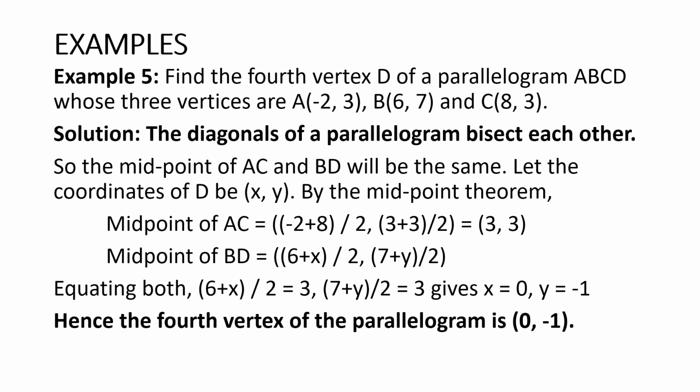For finding the midpoint of BD, coordinates of B are given (6, 7) and coordinates of D are (x, y). So now when we equate both of these, we get the value of x as 0 and the value of y as minus 1. Hence the fourth vertex of the parallelogram is (0, -1).